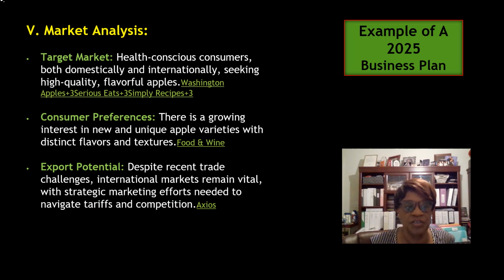Section 5, your market analysis. Who's your target market? What are your consumer preferences? Is there a growing interest in new types of apples, or do they prefer the traditional ones? Your export potential. This is when you talk about sustainability and having a broad reach even across the waters outside of the United States. All of this comes into play when you're trying to have a sustainable business plan and business.